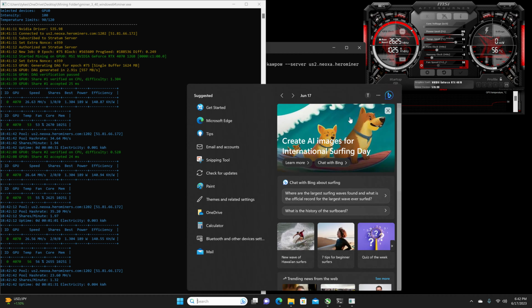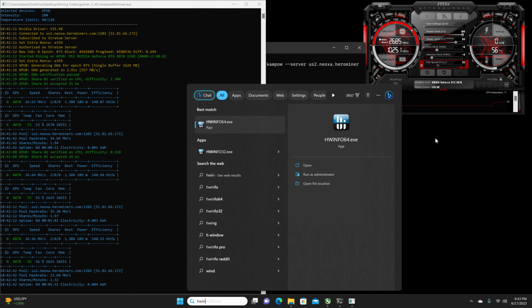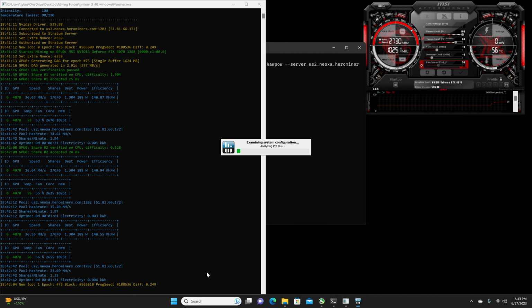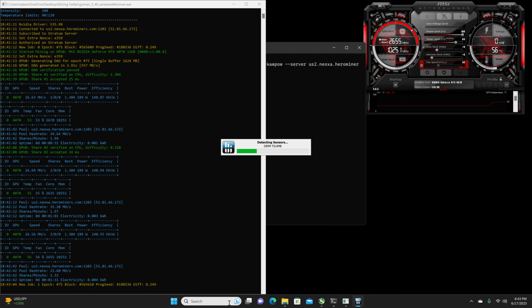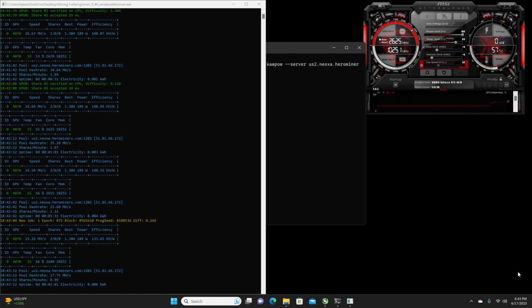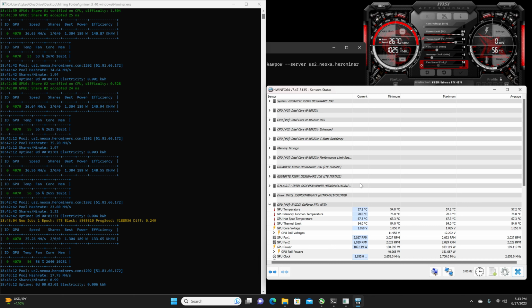But let's take a look at thermals. Currently it is 74 Fahrenheit in my home, and it should be around 81 to 82 Fahrenheit outside. Anyway, we are getting a temperature of about 54 to 57 C for the regular temperature, 78 C for the memory junction temperature, and 66 to 67 C for the hot spot.